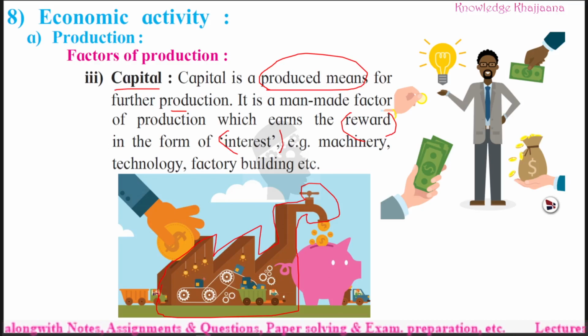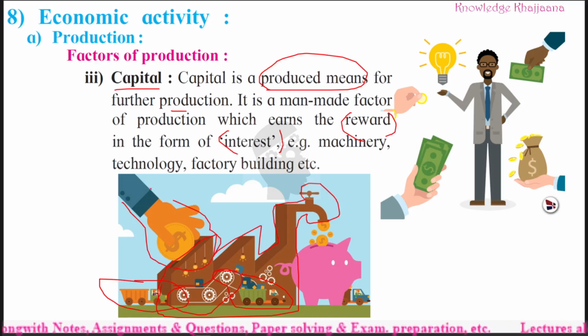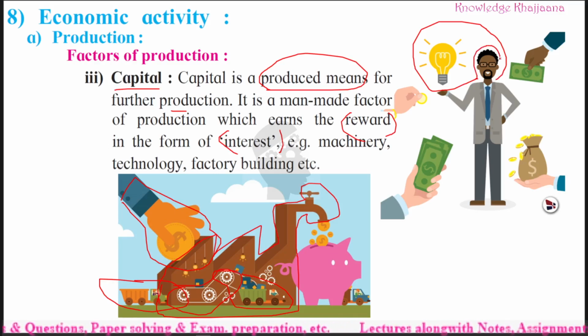Now this is the factory building. These are the different machineries, these are the different vehicles which are required to run that factory. These are the different technologies. All these are included under the term capital. Even if you invest your money, see, the person is investing his money to run his factory. He collects the money from different sources because he has ideas in his mind.